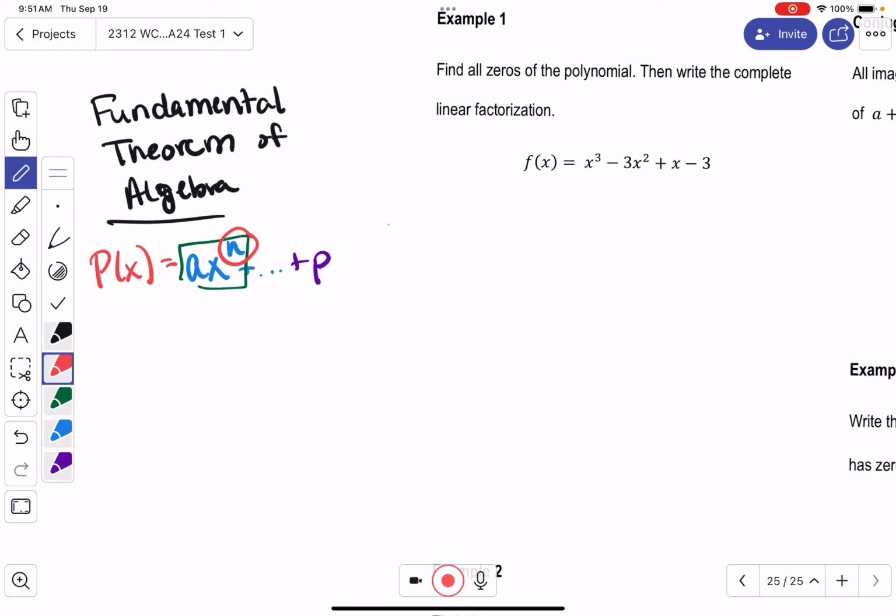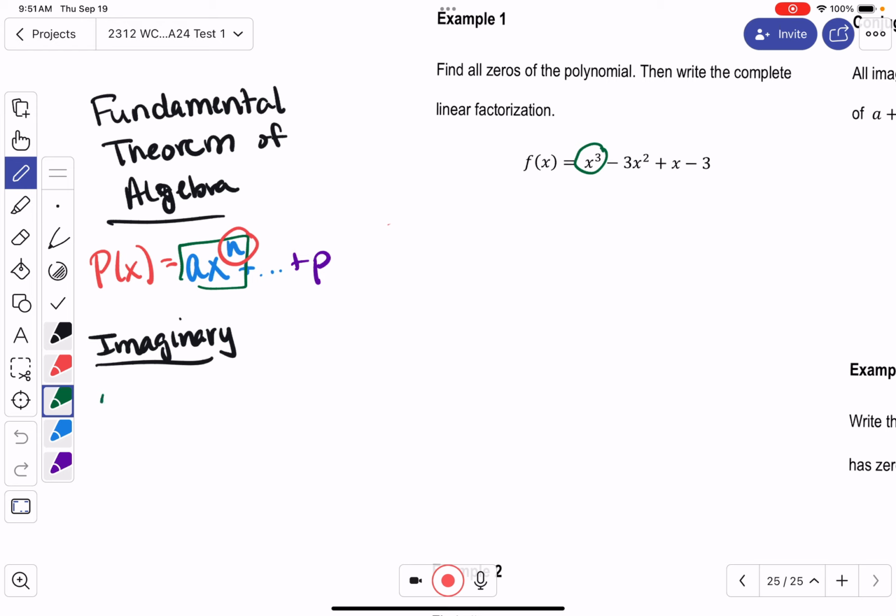So if you look at the first example, x to the third minus 3x squared plus x minus 3, then for this particular equation, this is the leading degree, there should be 3 solutions. Now, the problem with those 3 solutions is we don't know if they're going to be real or if they're going to be imaginary.